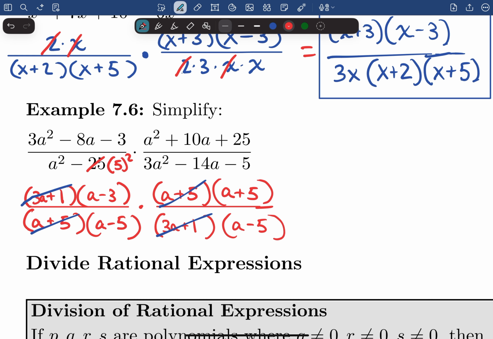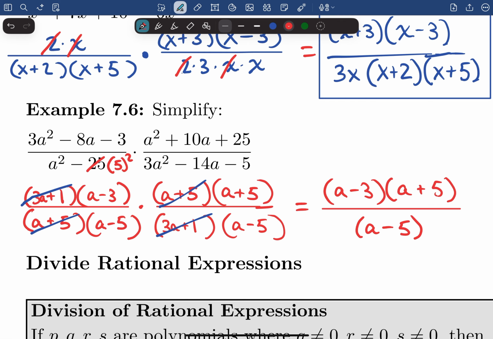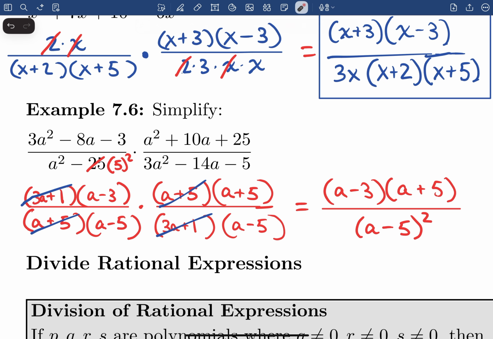So I'm going to write my final answer, and I'm going to say, well, my final answer is a minus 3 times a plus 5 divided by a minus 5 times a minus 5. But you see, that's the same factor multiplied by itself. So I'm going to say it's a minus 5 squared. That's the simplest way to write it. a minus 5 times itself is a minus 5 squared. Great. So there we go.